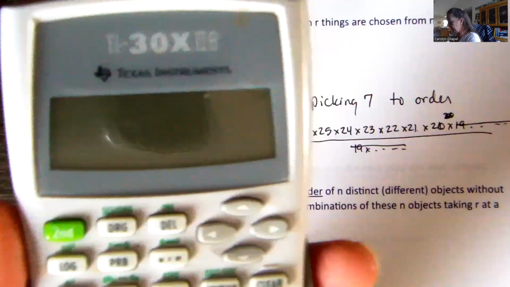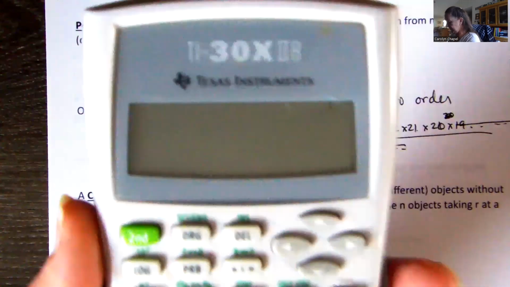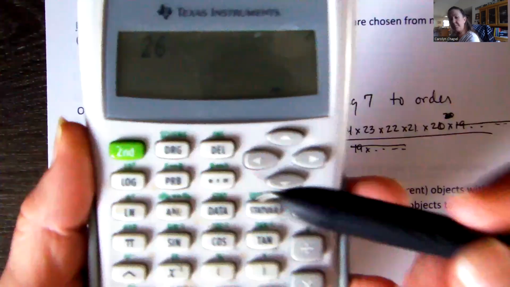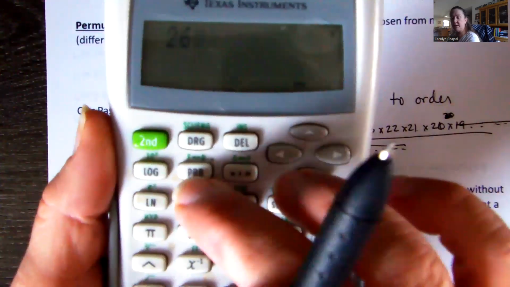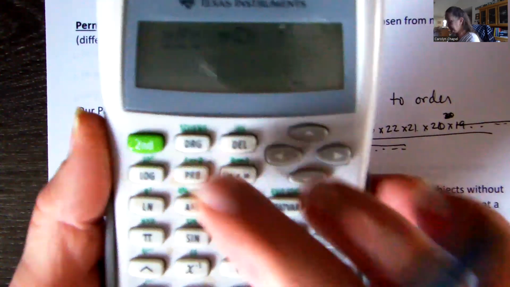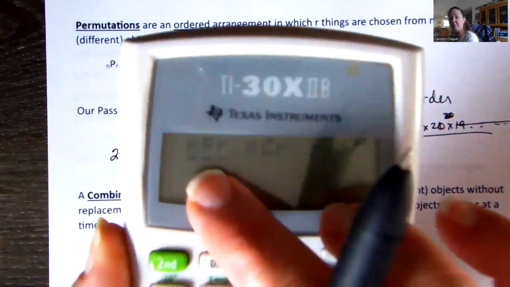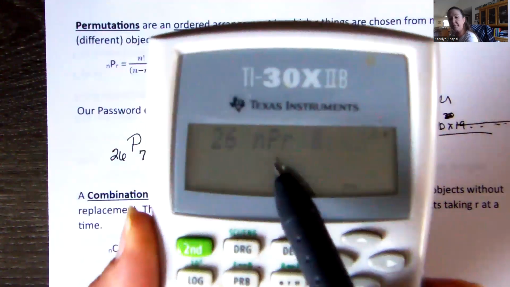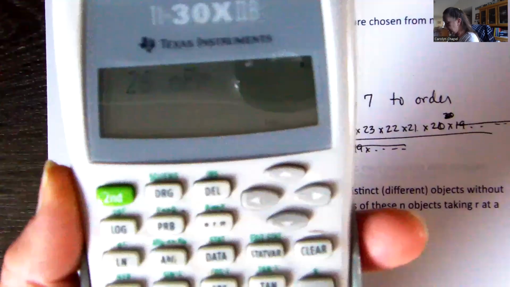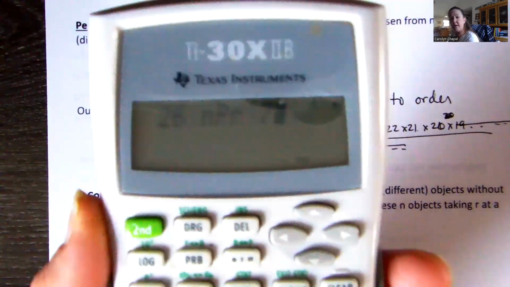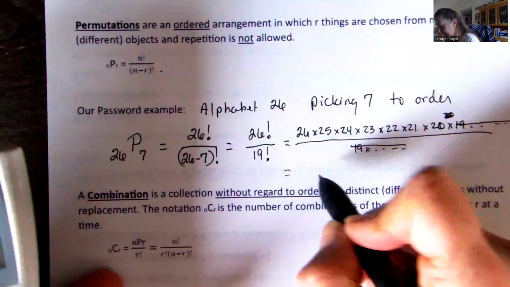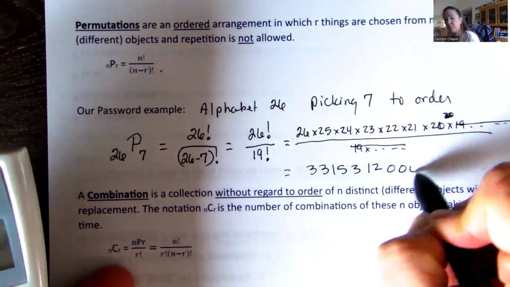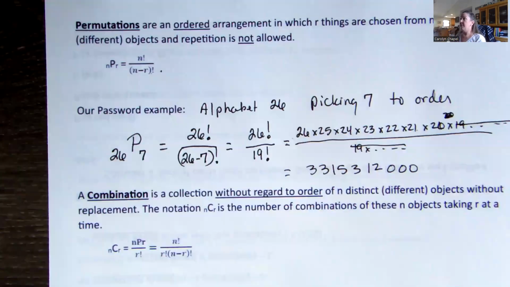So for my calculator, I need to type in the 26 first. Then I go into my PRB button. PRB stands for probability. And I want my nPr. So I'm going to grab that button and hit the equals. You'll see it show up. 26, and then we want to put in the 7. And we'll hit our equal button. And we get 3,315,312,000, which is exactly what we had the time before.